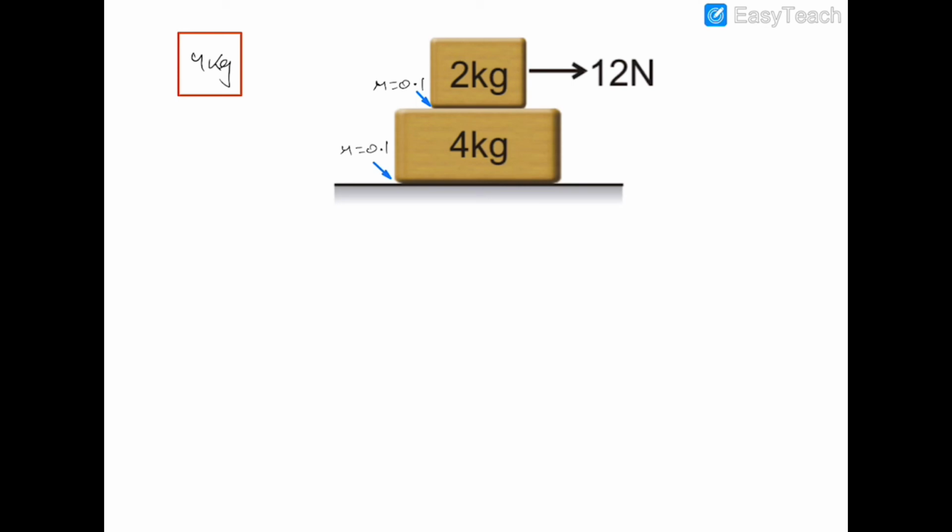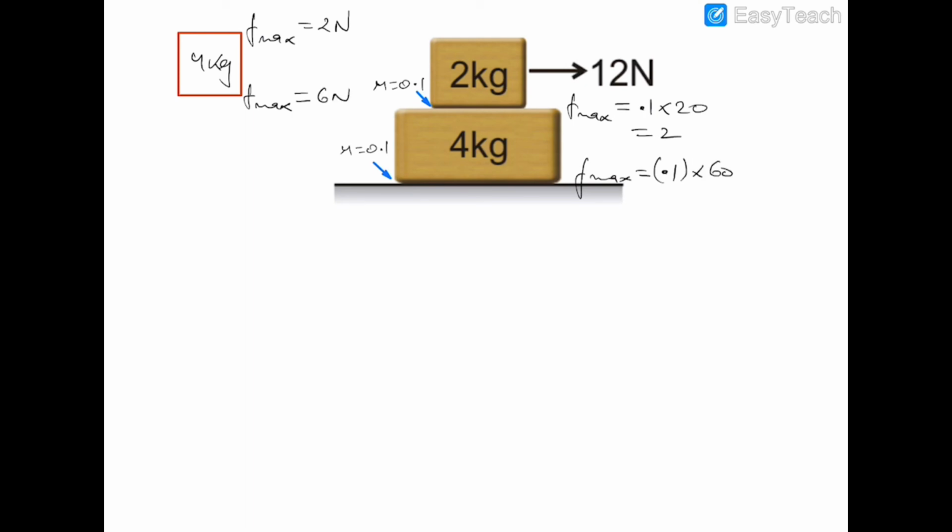So in these types of cases, you have to check the maximum value of friction on the lower block on both its surfaces. Now the maximum value of friction between the 2 and 4 kg, F max here, will be equal to 0.1 into 20, which is 2 Newtons. And the maximum possible value of F max here will be equal to 0.1 into 60, which is 6 Newton.